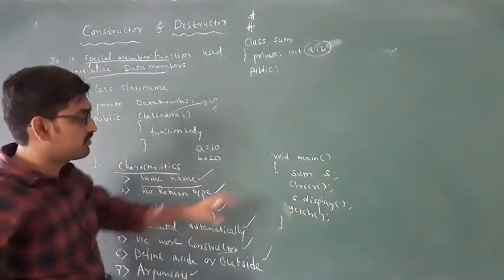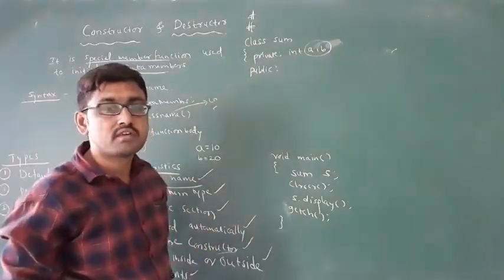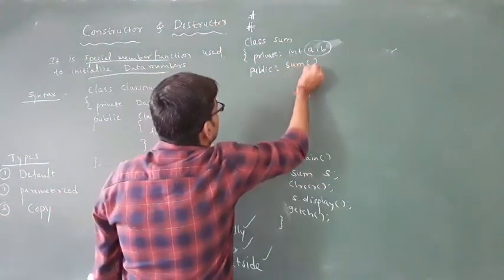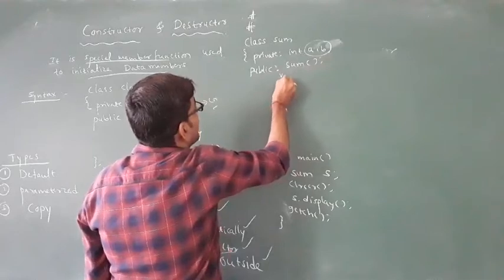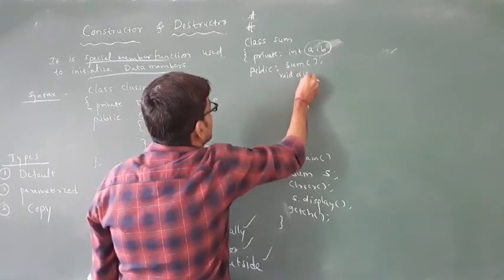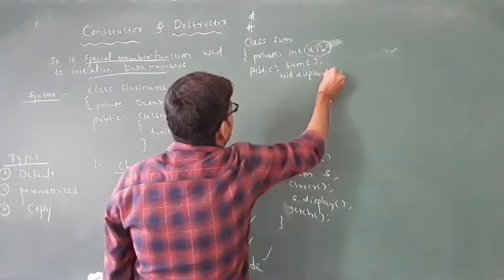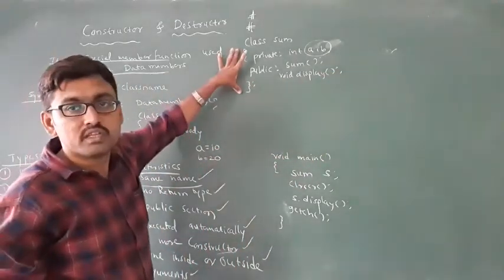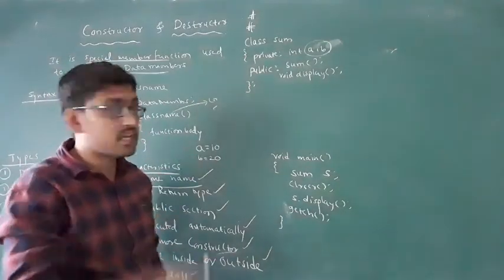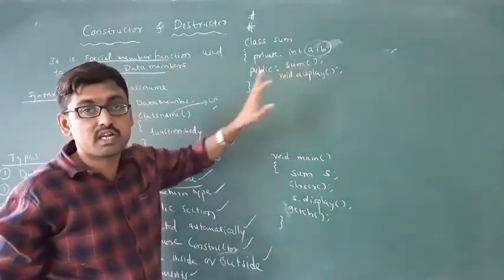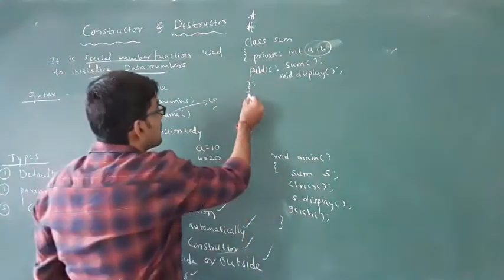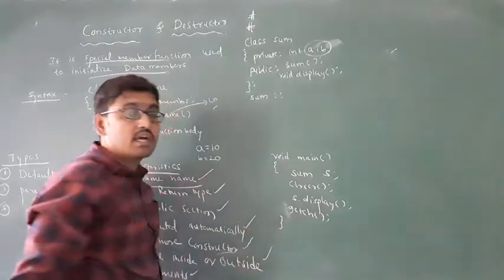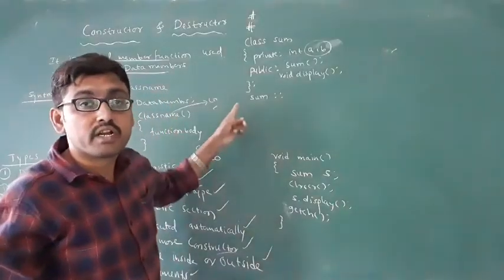Then how to write this outside the class? It is the same. In the public section, put sum, then close the bracket, then void display, then close the class. Then how to write outside the class? You have to define this constructor outside the class by using the scope resolution operator. First the class name sum, do not use a return type here.